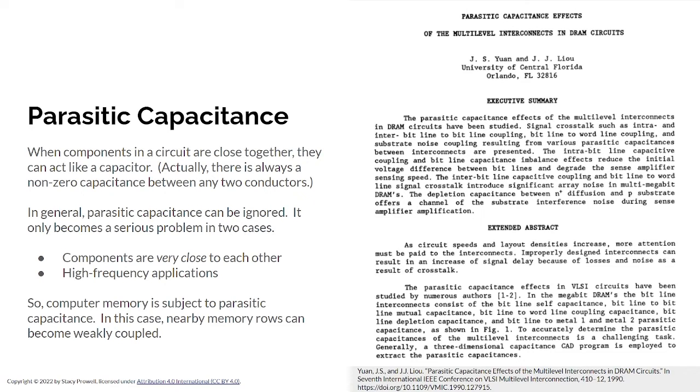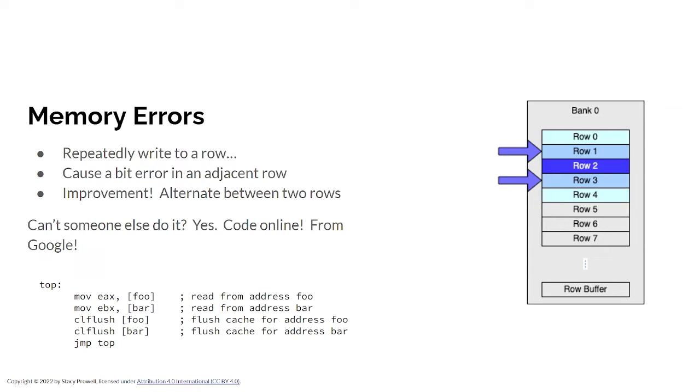The paper you see over on the right there is from 1990, and they talk about parasitic capacitance of multi-level interconnects in DRAM circuits. They're warning you about the possibility of parasitic capacitance in these circuits and discussing how that might happen. Is this useful? Well, I guess it depends upon what you're trying to do.